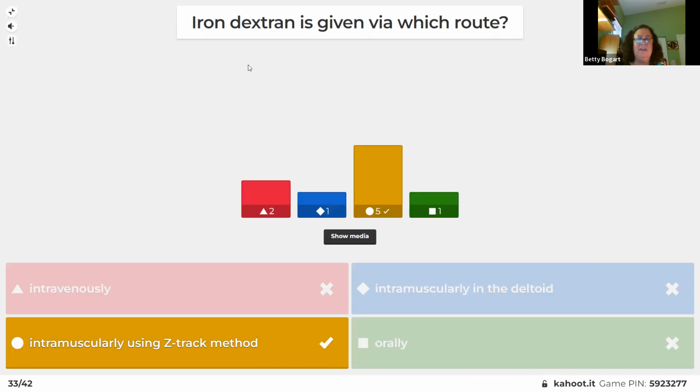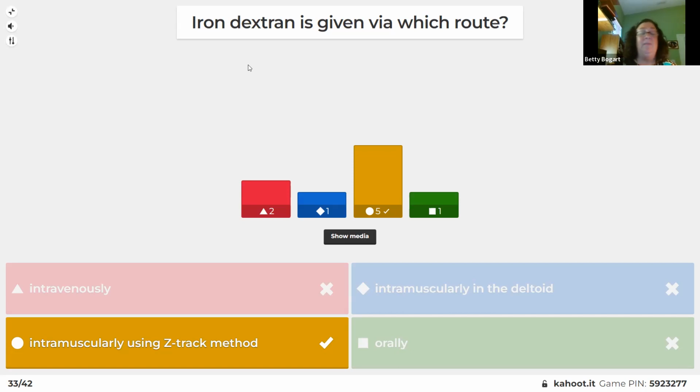Remember, it's thick, it's viscous, and it also burns the skin. So we've given it deep IM via Z-track. We pull back the skin, give an injection, pull it out, and I call it a lock and load, so it can't come back out and go all over the skin and stain it.